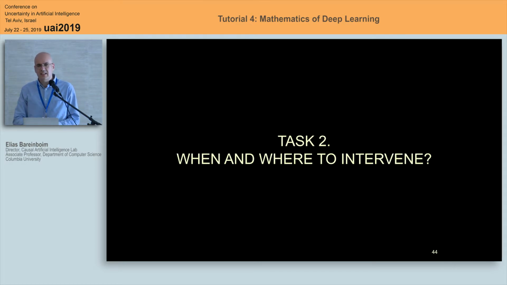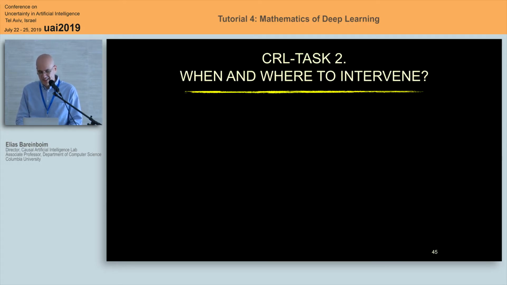Okay, this is task 1, that is the generalized policy learning. This is this mix between the on-policy, off-policy, and the do-calculus type of learning. Now I would like to talk about when and where to do the intervention. This is work with my postdoc. It's called Sangak Lee.